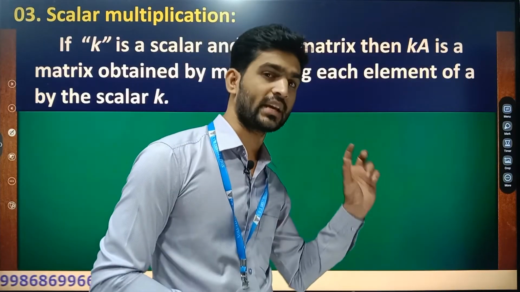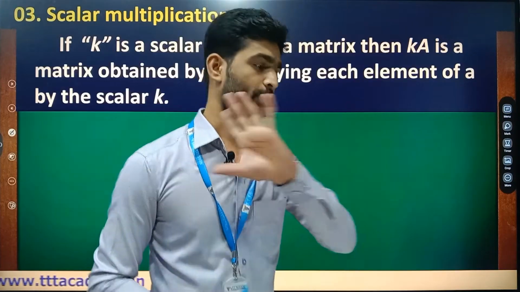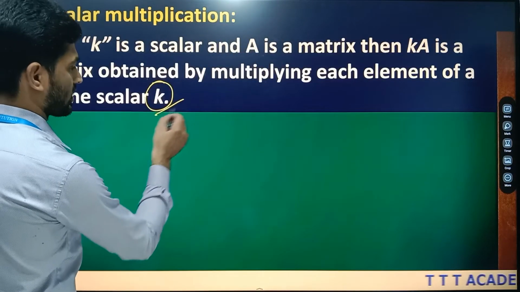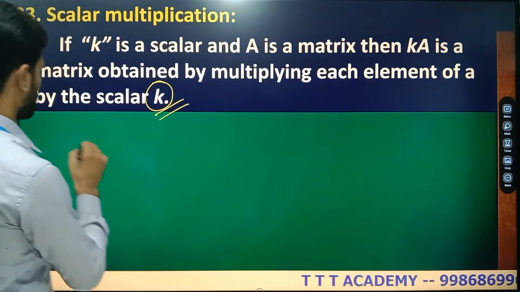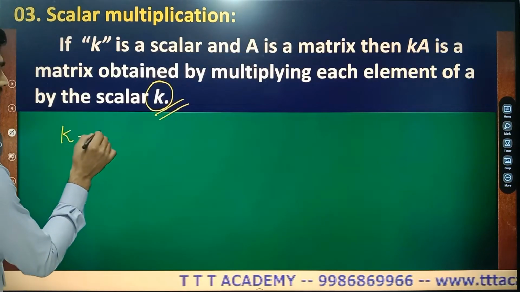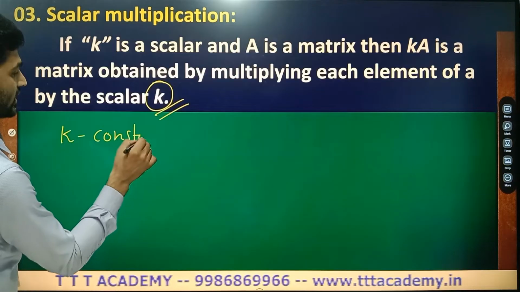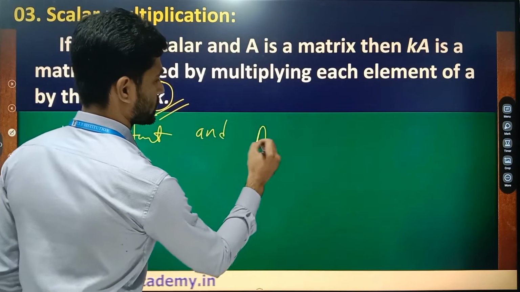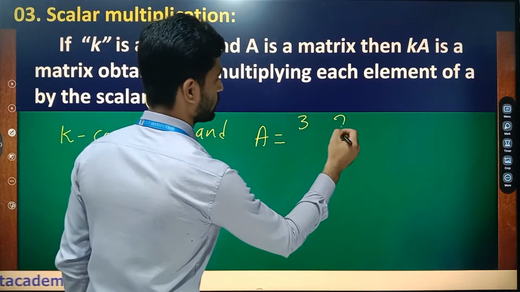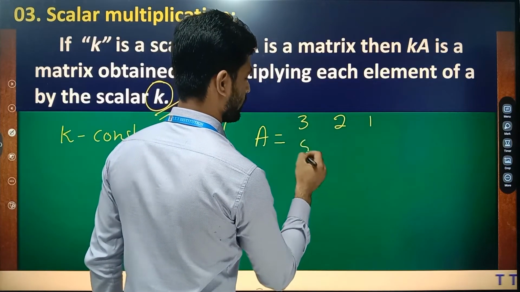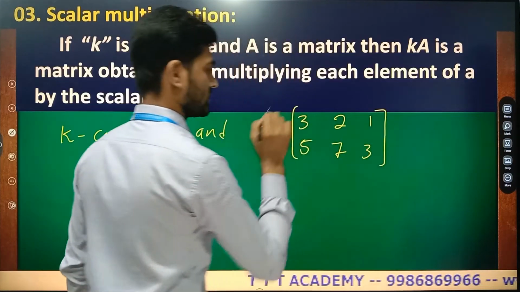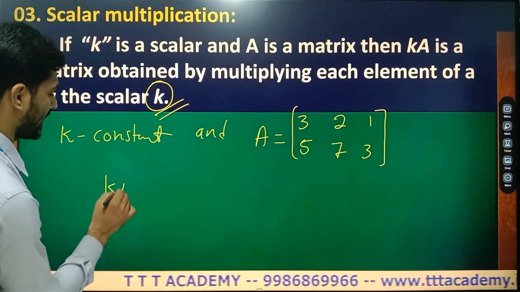Every element must be multiplied by this constant. Suppose we take a constant k, where k is a constant and A is a matrix. Suppose A equal to 3, 2, 1, 5, 7, 3. This is a matrix. Then the multiplication is k into A.